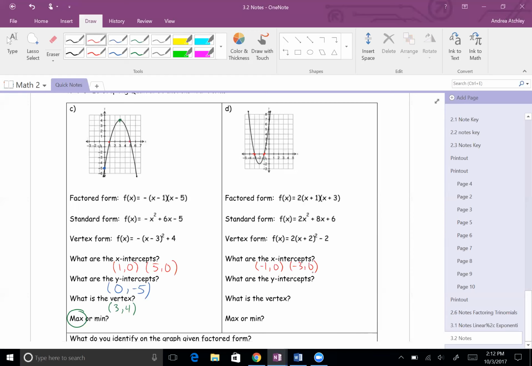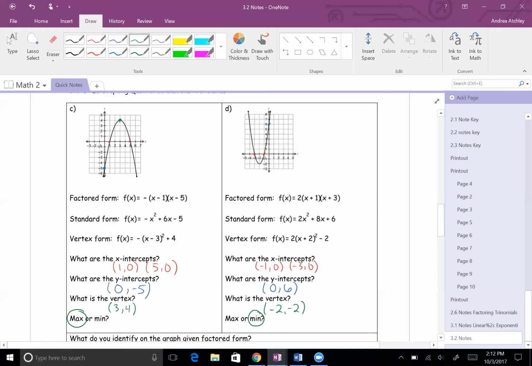Hiba, what'd you get for the y-intercepts? 6. It crosses the x or y-axis, sorry, at 6. Way up here. And so my x value is 0 and my y value is 6. Okay, then we need the vertex. Alyssa, what's the vertex? What was it? 0, 6. Oh, that was the y-intercepts. I'm asking for the vertex. -2 and -2. And is that a maximum or a minimum?